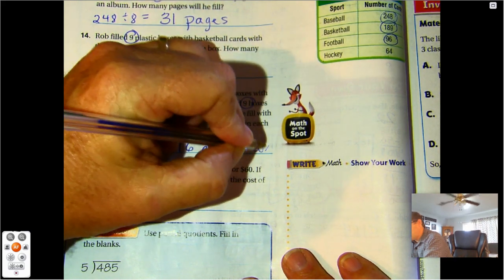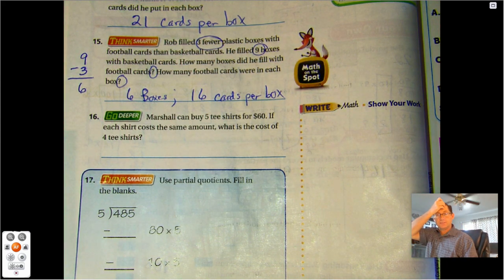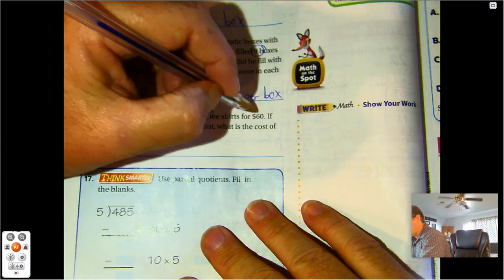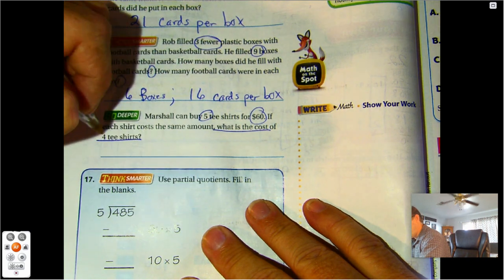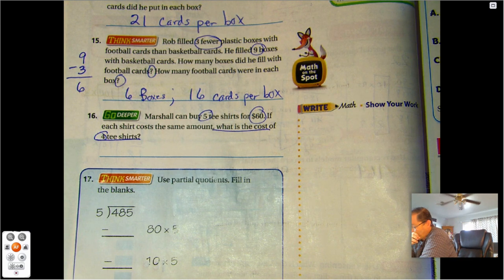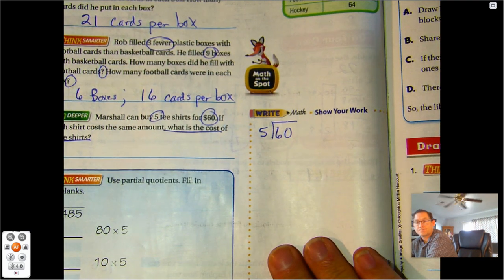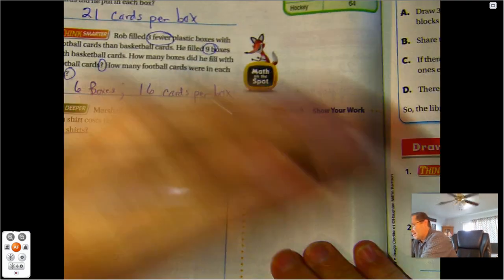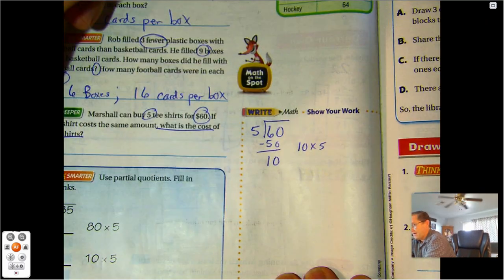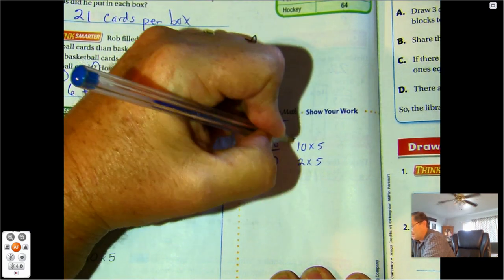16. Marshall can buy 5 t-shirts for $60. If each shirt costs the same amount, what is the cost of 4 shirts? 5 t-shirts for $60. What is the cost of 4 t-shirts? So on this one, we need to figure out the cost of just 1 t-shirt first. So we're going to go 60 divided by 5. That'll tell me how much 1 shirt costs. And I know I can take 10 sets of 5 away, and that would leave me 5. I know that 2 times 5 is 10. So each shirt costs $12.